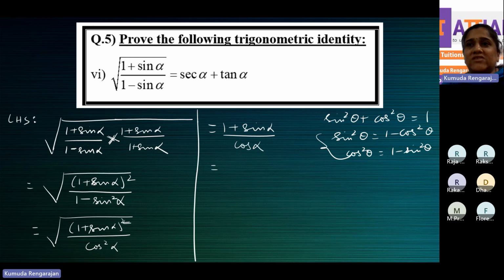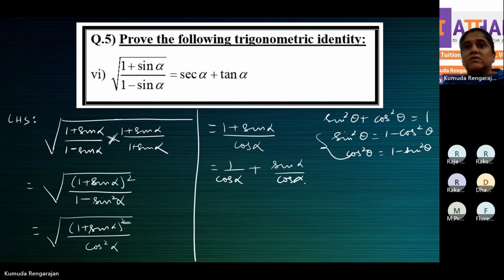Now when you look at the RHS, there are 2 terms. So 1 by cos alpha plus sine alpha by cos alpha. 1 by cos alpha is secant alpha, plus sine alpha by cos alpha is tan alpha, which is the RHS. All right. Right on, children.